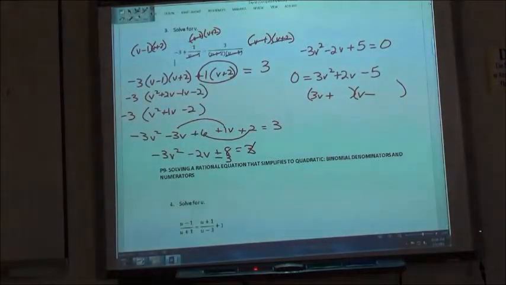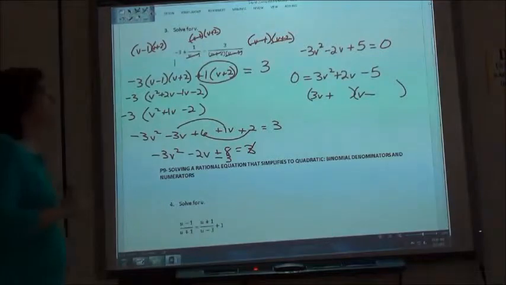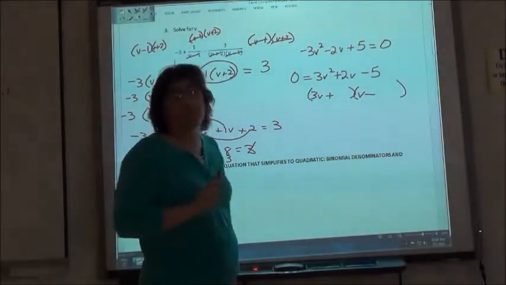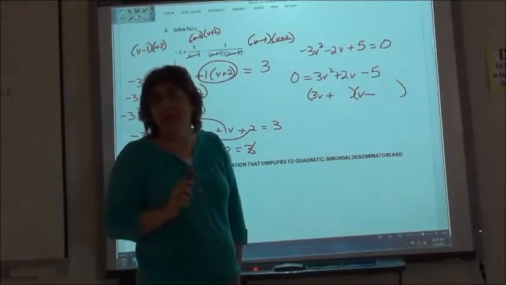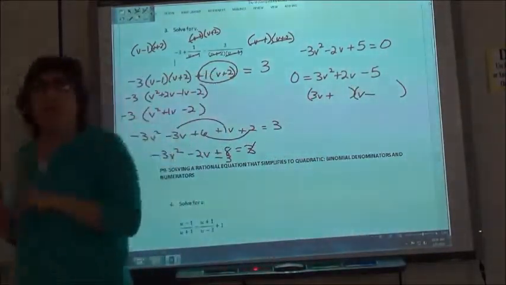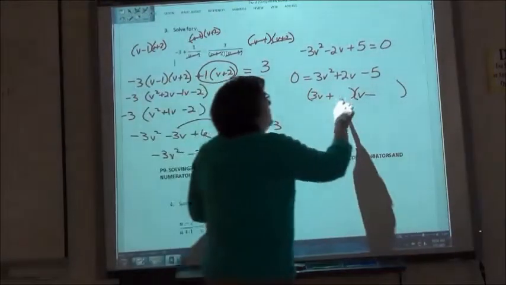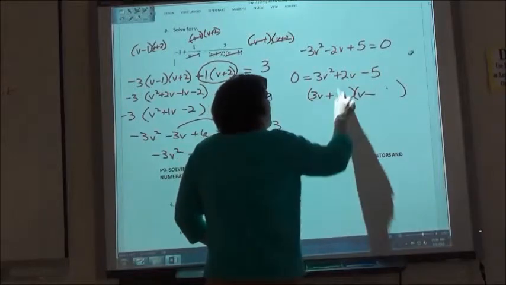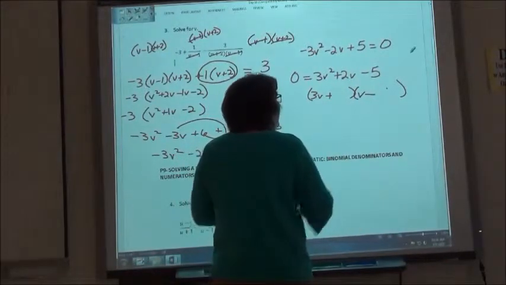Factors of 5. 3 and 2, 3 times 2 is 6, right? We want the factors of 5. What times what gives 5? 1 times 5. 1 and 5. Whoops, that's not going to be the right order, because that's going to give me 15. I better put my 5 first, right?